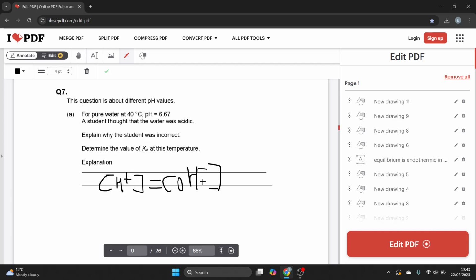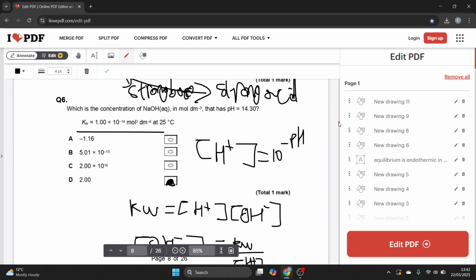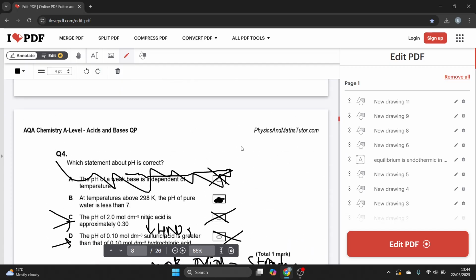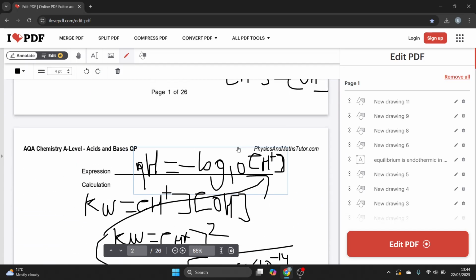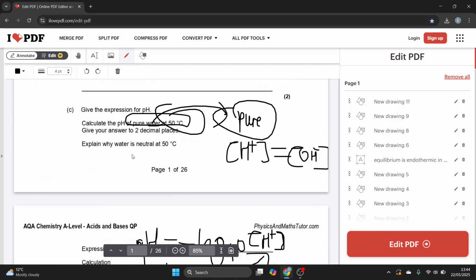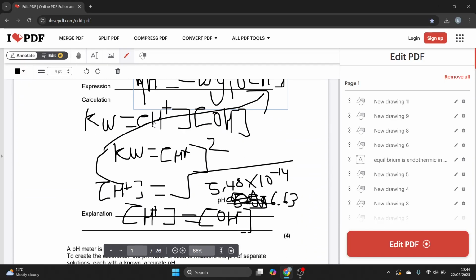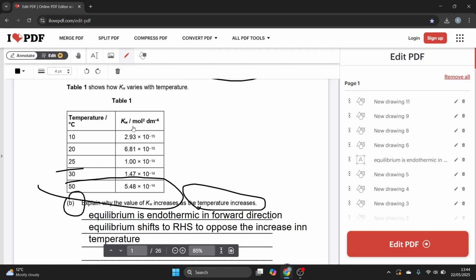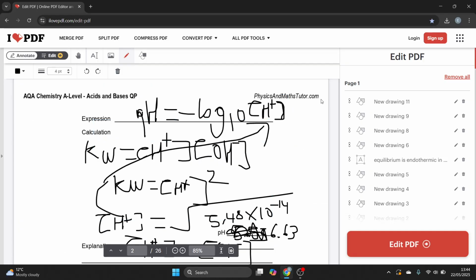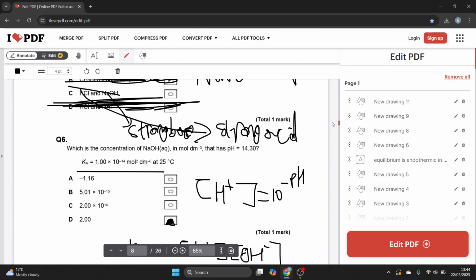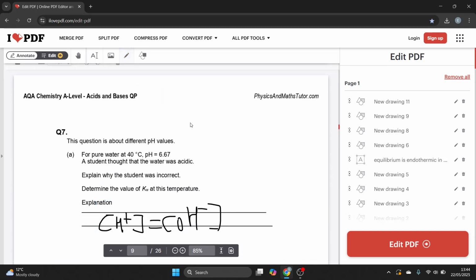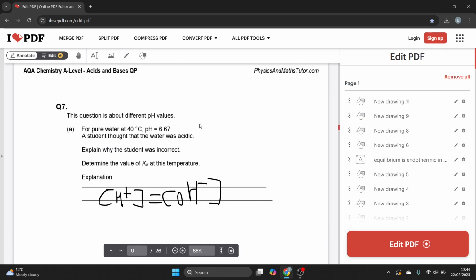And I'm going to show you that they actually reuse past paper questions, because if I scroll up, here, explain why water is neutral, because H plus equals OH minus. So instead of saying why is it neutral, I just said why is the student incorrect. Okay.